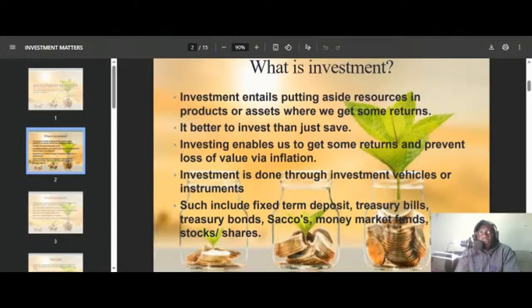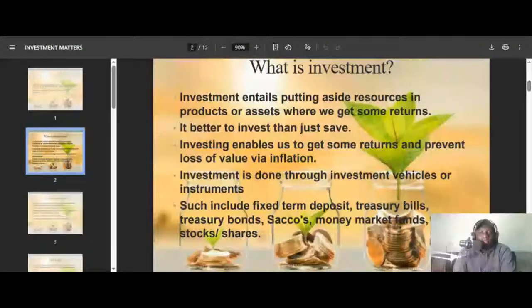There are quite a number of investments. I know there is also investing in business, and I'm not going to go into that line simply because I'm not an expert in that line. But in this particular session, we are talking about passive investment avenues, investments that don't need active participation, passive income. Some of the instruments that you can use include fixed term deposits, treasury bills, treasury bonds, SACCOs, money market funds, stocks, and shares.